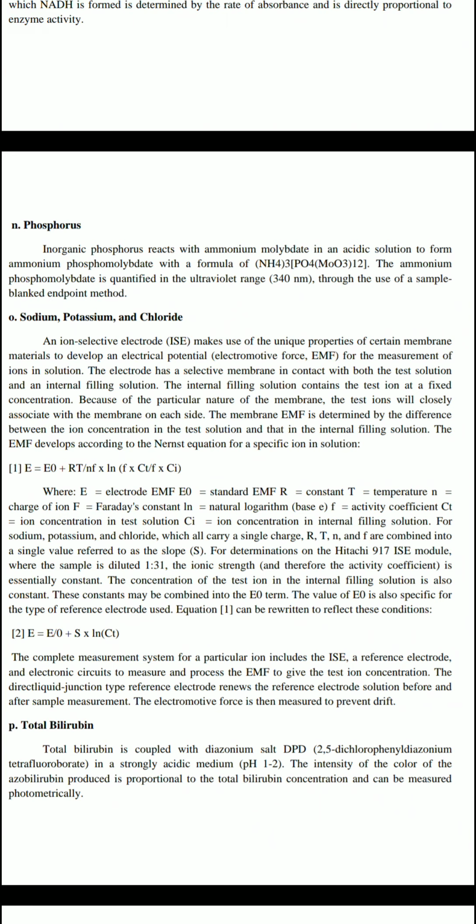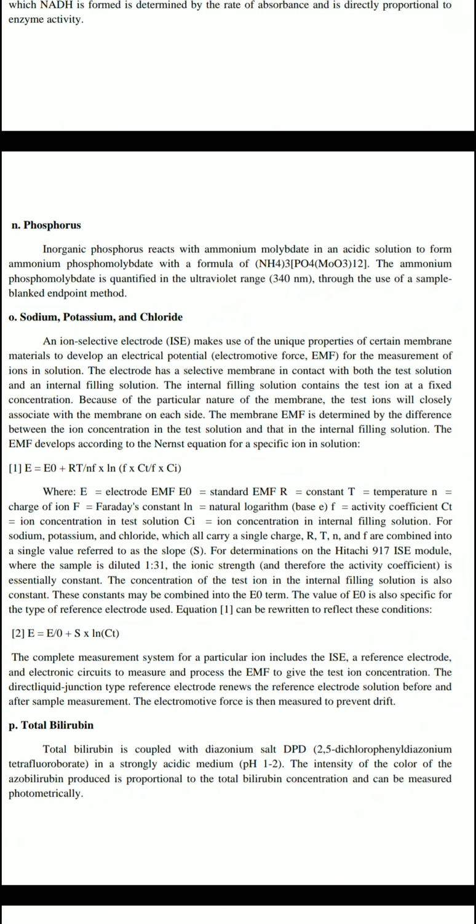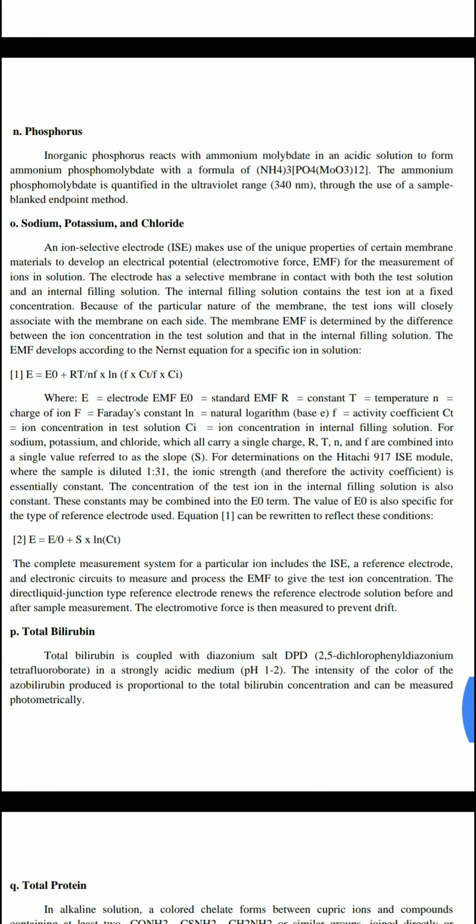An ion selective electrode, ISE, makes use of the unique properties of certain membrane materials to develop an electrical potential, that is electromotive force, EMF, for the measurement of ions in solution. The electrode has a selective membrane in contact with both the test solution and an internal filling solution. The internal filling solution contains the test ion at a fixed concentration. Because of the particular nature of the membrane, the test ions will closely associate with the membrane on each side.